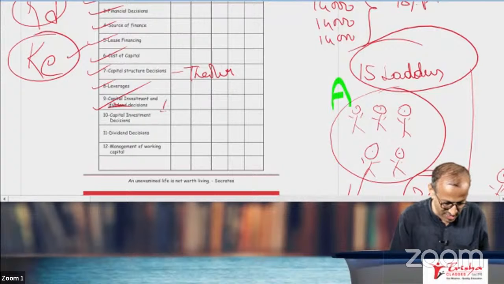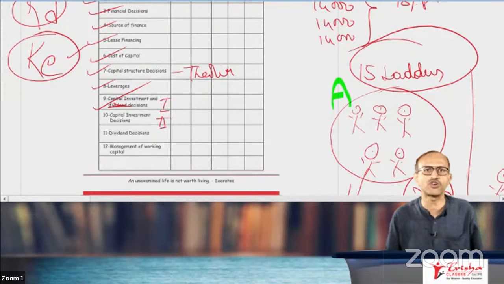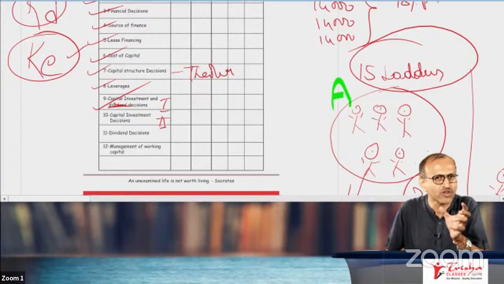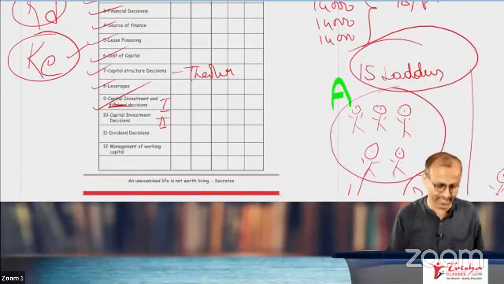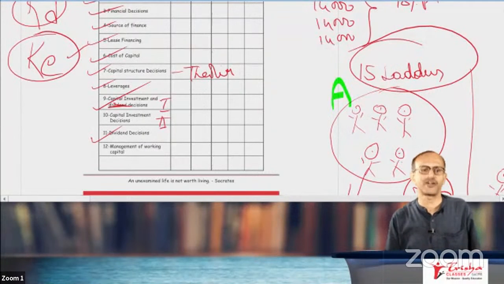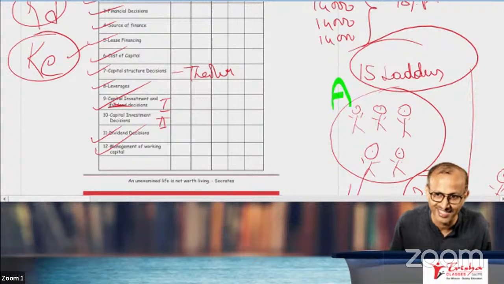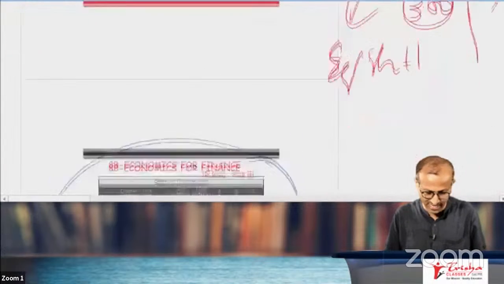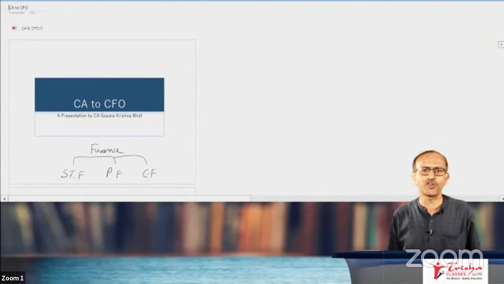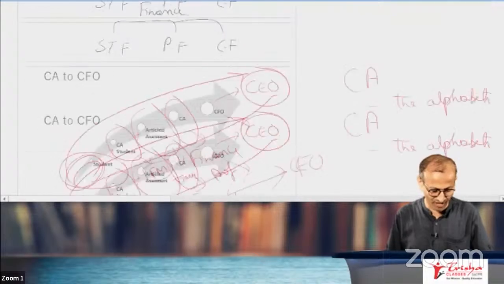Capital investment decision, I told, is capital budgeting, where you are going to get certain cash flows, and where the second one comes probability, etc. Dividend decision I have already told. Management of working capital, I told, is like Mahabharat, stories inside stories: receivables, inventory, then cash management, etc. I think you understood what you are going to learn as a finance professional.